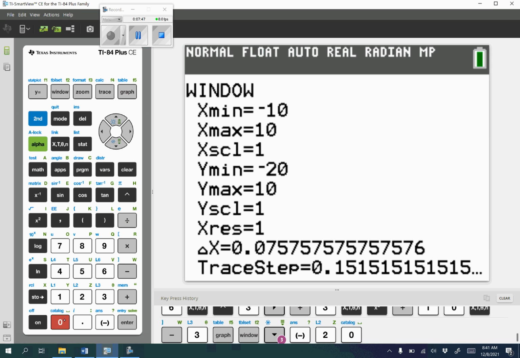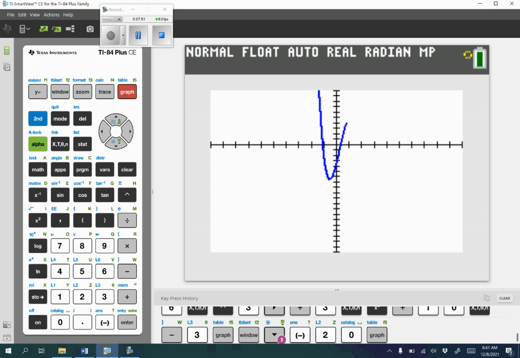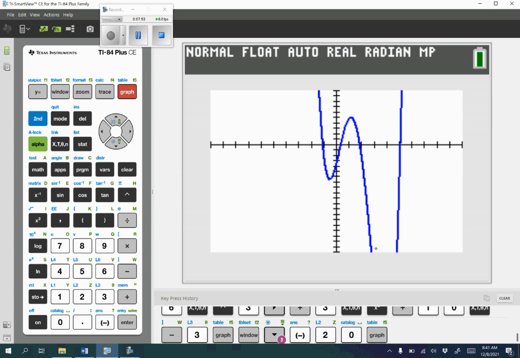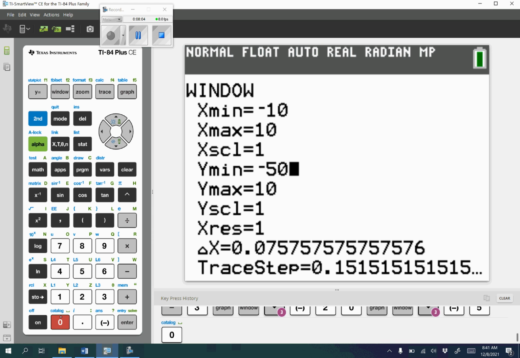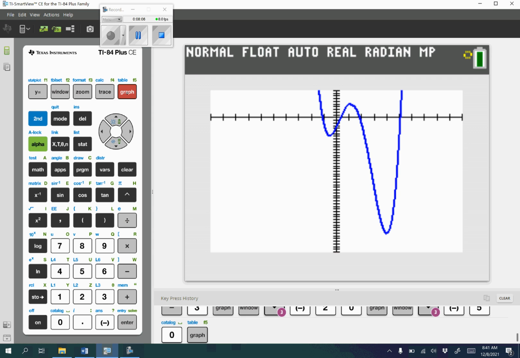If not, I'll just keep going down to find that value. So let's press graph. I still don't see it, so I'm going to go down another 10. Or what I can also do is, instead of going to negative 20, let me go to negative 50. I'll just automatically go there, and let's see what we get. Oh, there we go. Okay, we're good to go.